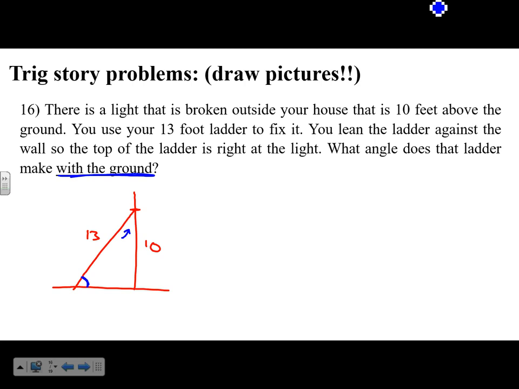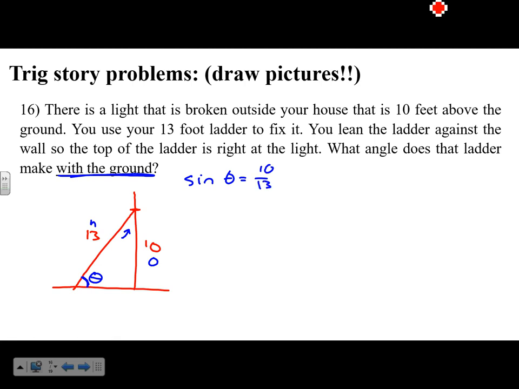So what does that angle make? So this is the angle. Again, if you want to call it X, you can. A lot of times people call it theta since it's an angle. Up to you. So we have the opposite and the hypotenuse. That means we're using sine: sine of theta is the opposite over the hypotenuse, which is 10 over 13.